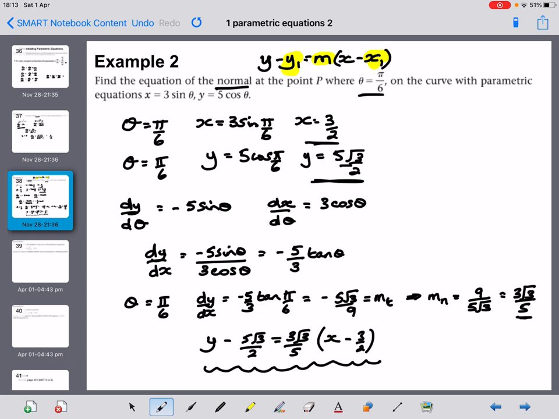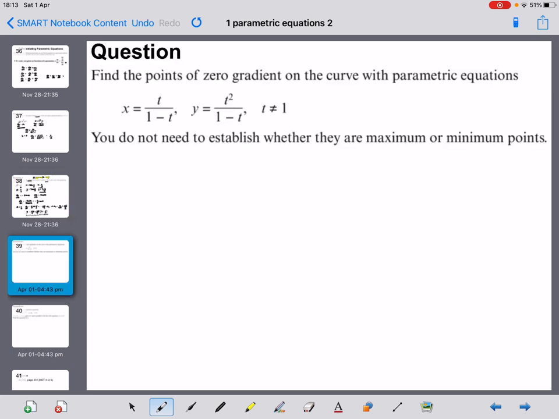Okay, let's look at the next question. Find the points of zero gradient. So in other words, dy by dx equals 0 on the curve with parametric equations. It says you don't need to establish whether they are maximum, minimum or points of inflection. So we don't need the second derivative. We just need to know the first derivative. So we need to know what dy by dx is, and we need to solve when that is equal to 0.